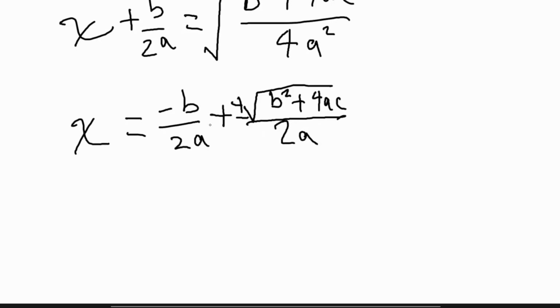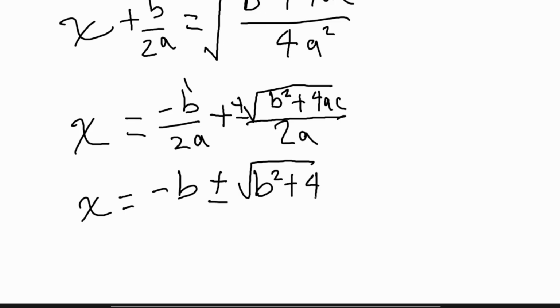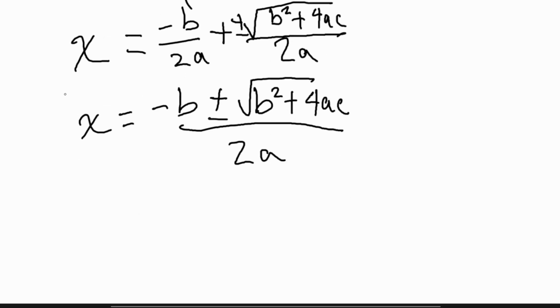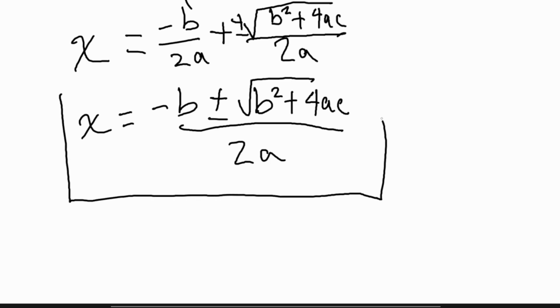And then when we combine these two terms, as we have a common denominator, we're just left with x equals negative b plus minus the square root of b squared minus 4ac, all over 2a. And if you are familiar with the quadratic formula, you will know that this is exactly what the quadratic formula is. And we were able to derive it just by completing the square and a little bit of manipulation.